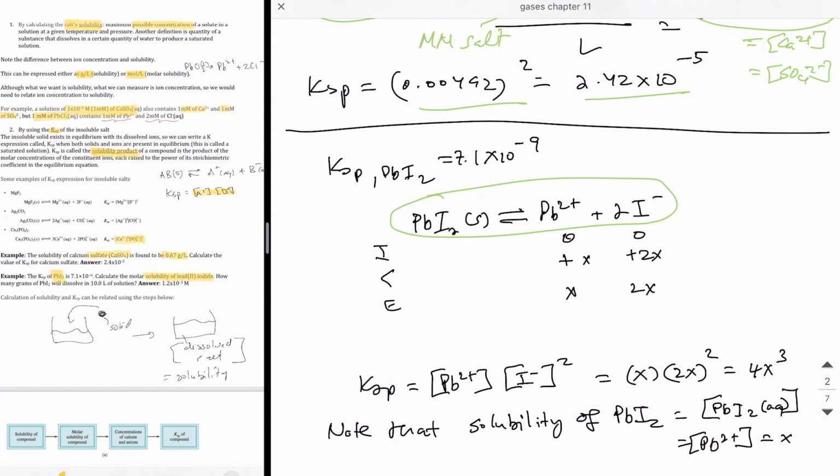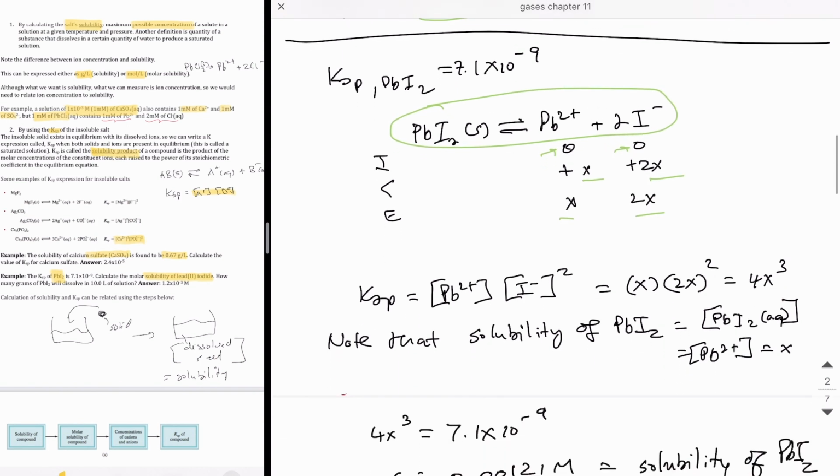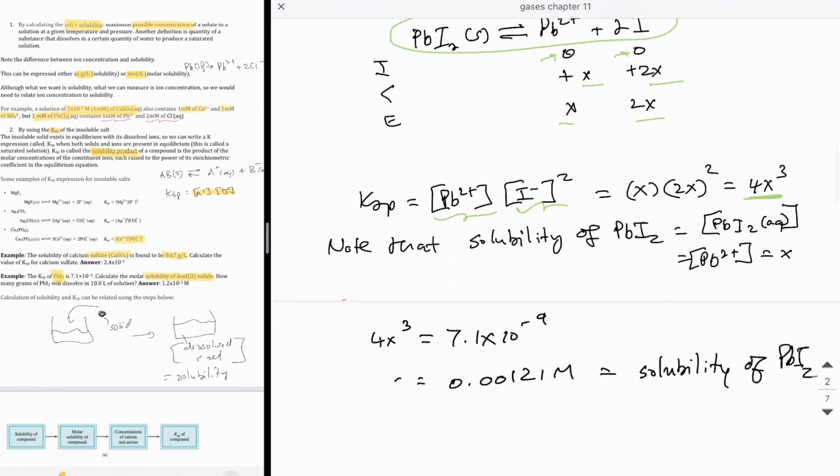which is that we can imagine what happens when we take that solid and put it in water. Initially, before the dissociation happens, we have no ions whatsoever in water from the insoluble salt. We put the salt in there, mix it, it dissolves, then it dissociates, so it produces the ions according to the stoichiometry. So at equilibrium, we have X and 2X concentration of each of those ions. The KSP would then be the product of Pb2+ times I minus squared, which is just X times 2X being squared. So you end up with 4X cubed as the expression there, equal to KSP.